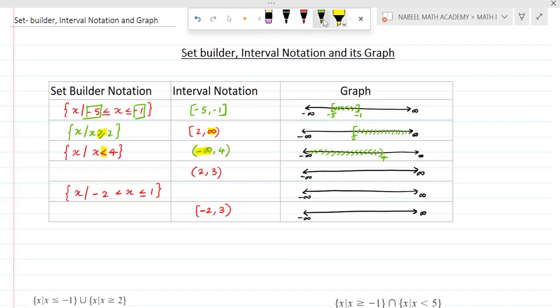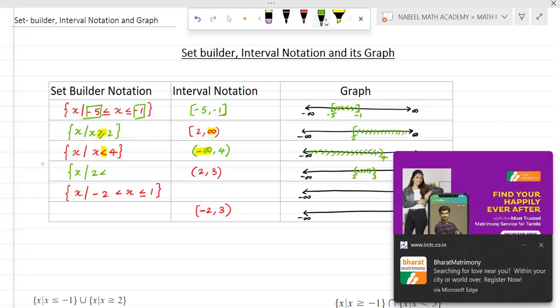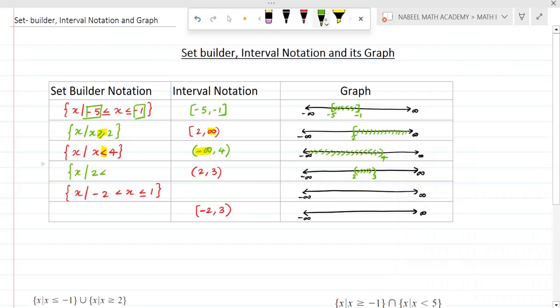Now let us go with the next one. It is 2 and 3, between 2 and 3, but it is open. Both are not included. This is 2 comma 3. How will you write it in set builder? This is x such that 2 less than x less than 3. Why are we not including equal here? Because it is open. If it were closed, we would write equal here.